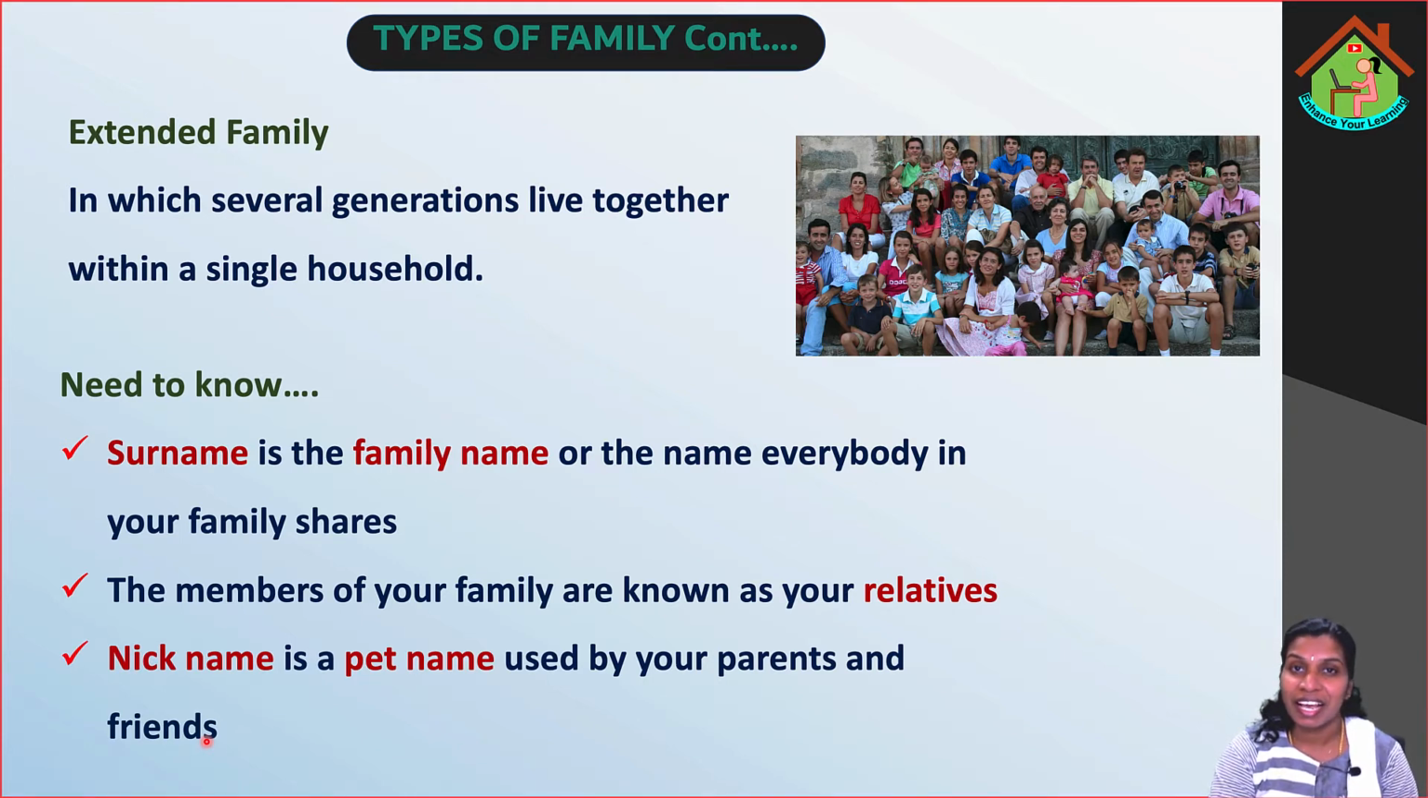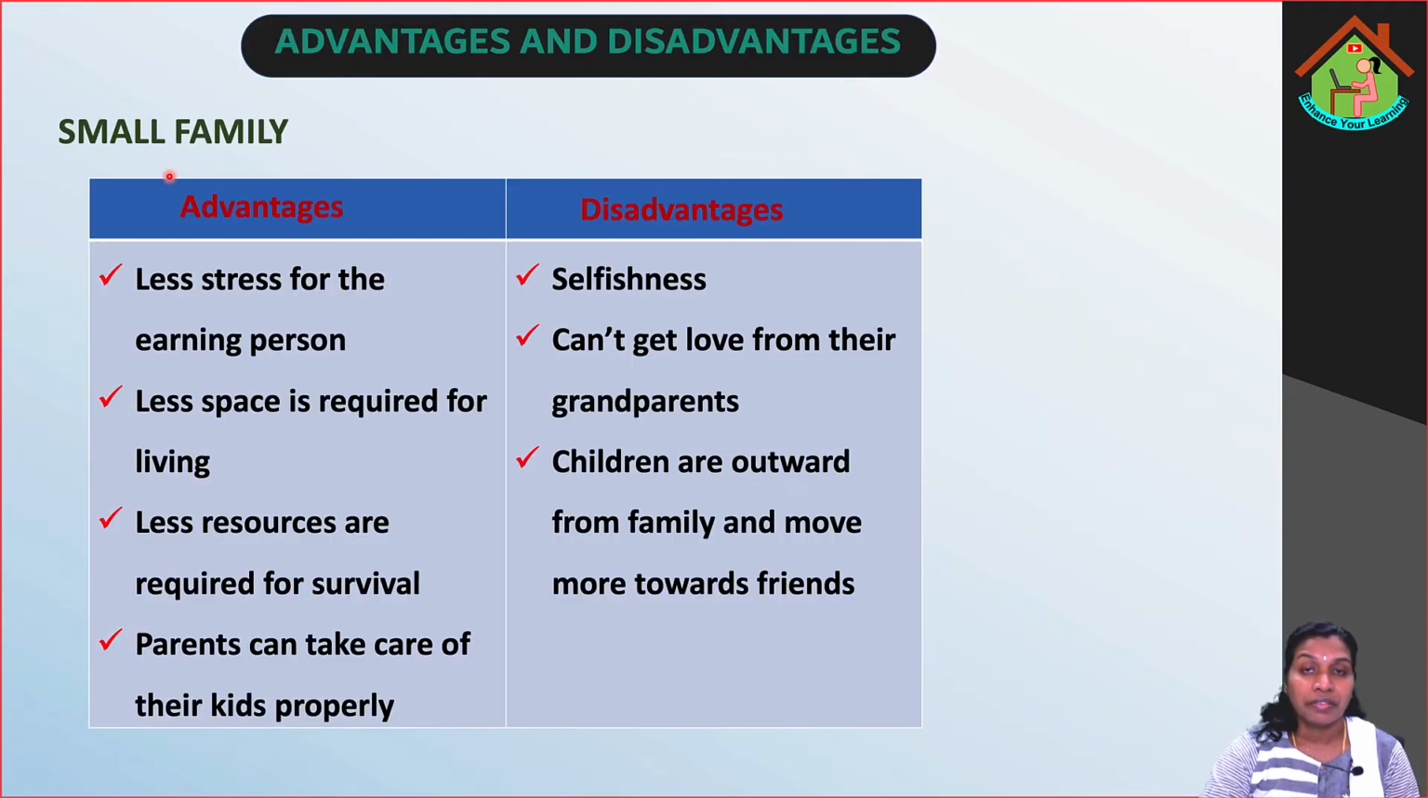Next, we'll see what are the advantages of living in small family and living in large family. Everything has its merits as well as demerits, right? Merits means advantage, demerits means disadvantage. First, we will see about the advantages and disadvantages of small family. So first point is less stress for the earning person. You see all small family types. If you are a nuclear family, only 1 or 2 kids will be there. In childless family, no kids are there. Then in the foster family, only 1 or 2 kids will be adopted by the parents.